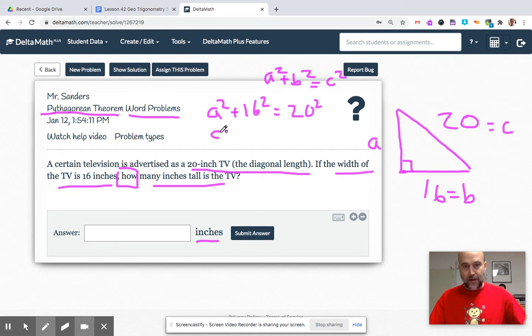All right, so a squared plus 16 times 16, 256, equals 400. Okay, minus 256 from both sides, solving for a. And 144.